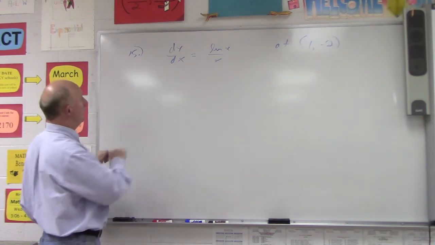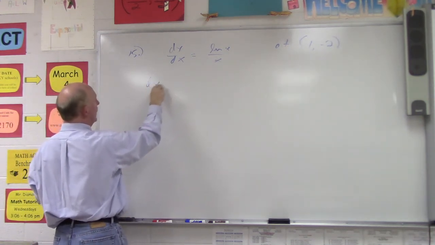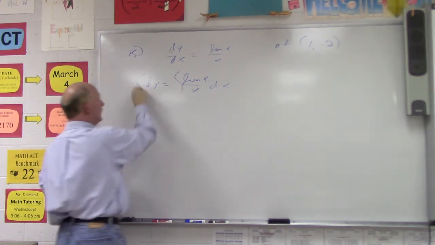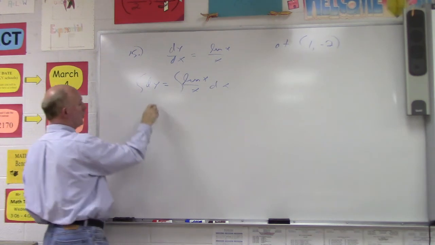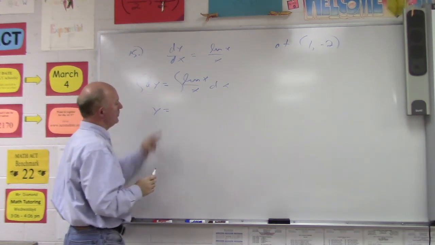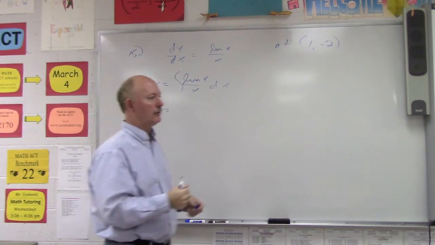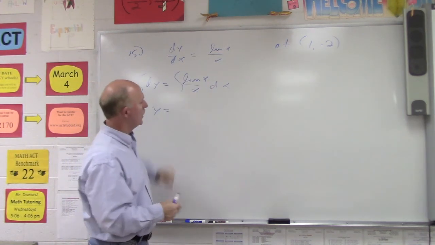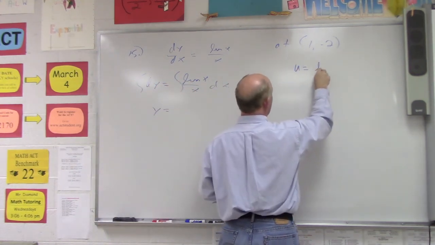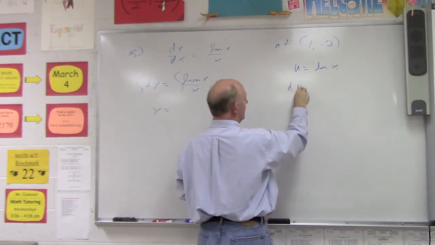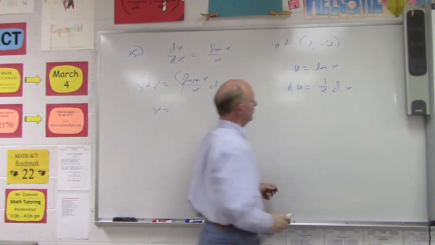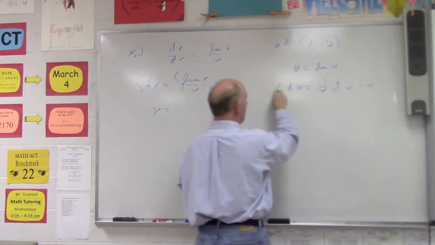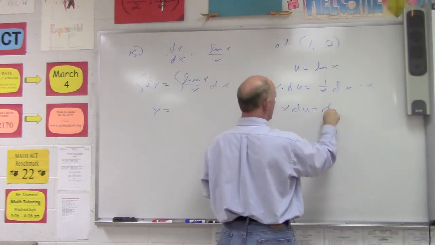So let's get started. Let's multiply dx to both sides. We end up with dy equals natural log x over x dx, and then we integrate both sides. The antiderivative of dy is y. For the antiderivative of natural log x over x, I know that the derivative of natural log x is 1 over x, so we use u substitution: u equals natural log x, so du equals 1 over x dx. Multiply x to both sides, so x du equals dx.